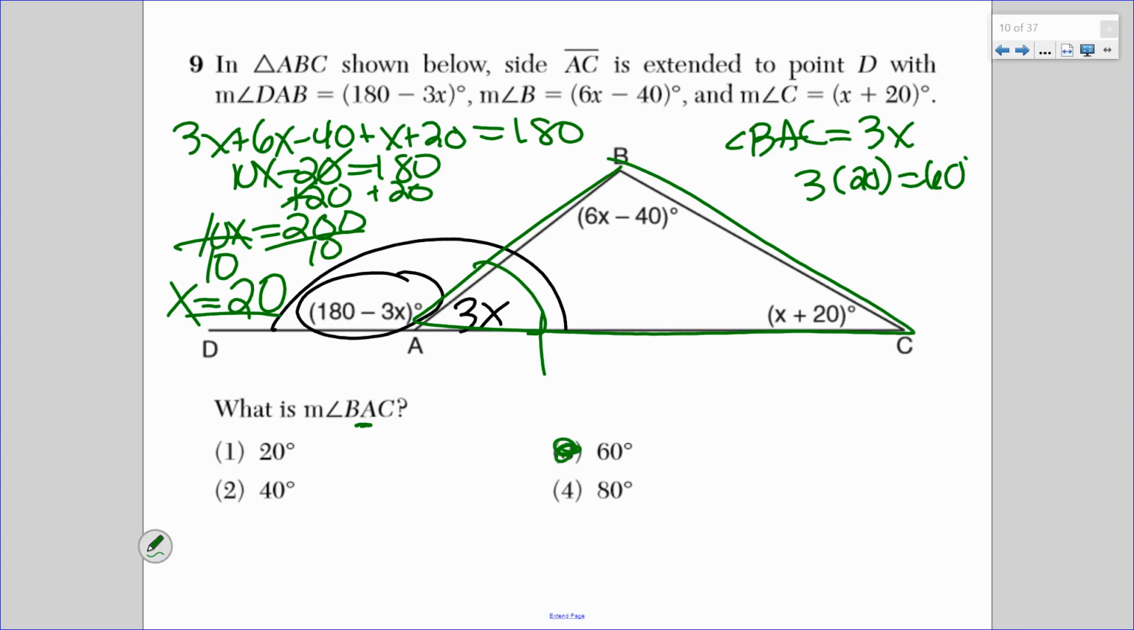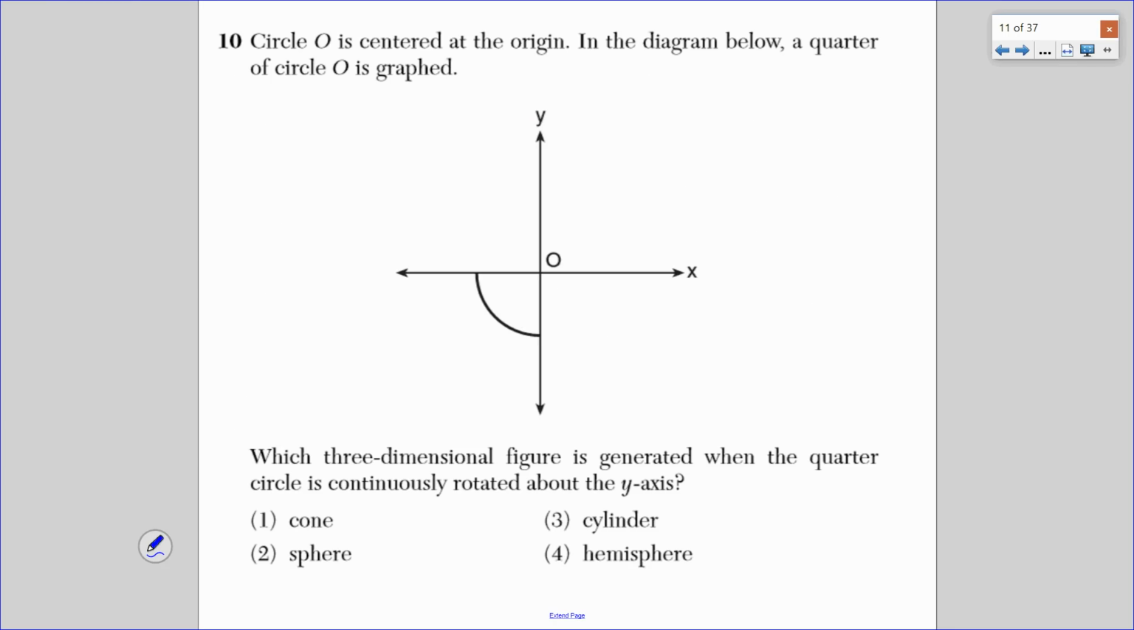Wouldn't it stink if you put 20? Make sure that you sub it in and you answer the question. A lot of students do not read. Please read. Reading is good.